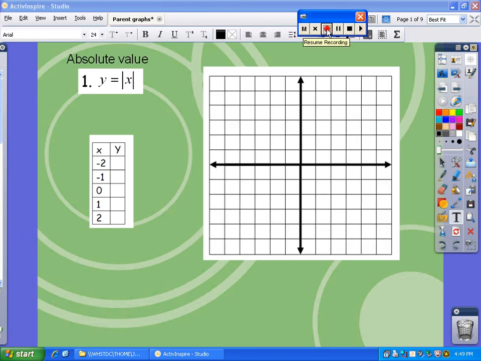Alright, the purpose of this video is to review the 4 parent graphs. The first parent graph we're going to look at is the absolute value. So you need to memorize the pattern, the parent points, as I like to call them.